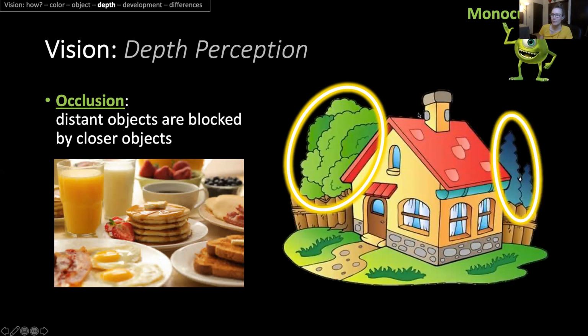In the same way here, we can see the house as being in front of the fence, in front of the trees, because the roof tends to block some of the leaves. So we know the trees are behind, back in depth.